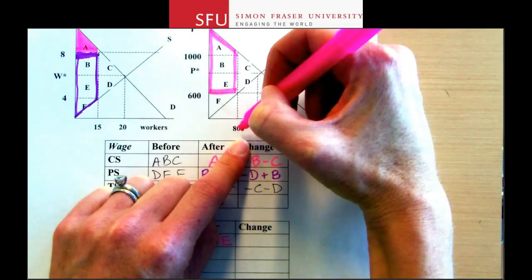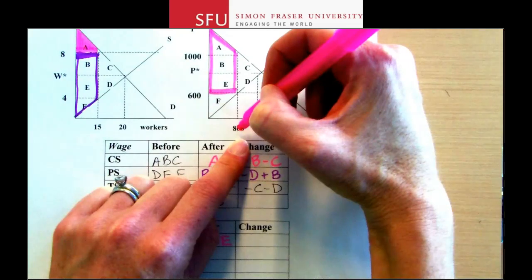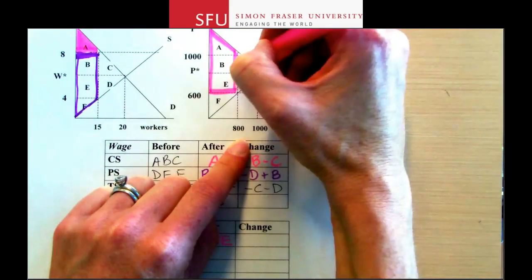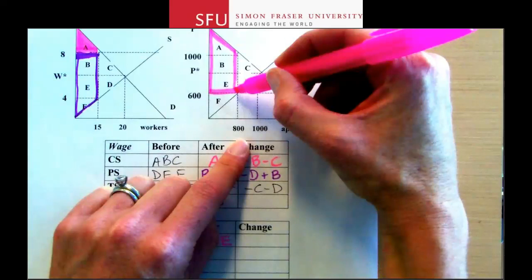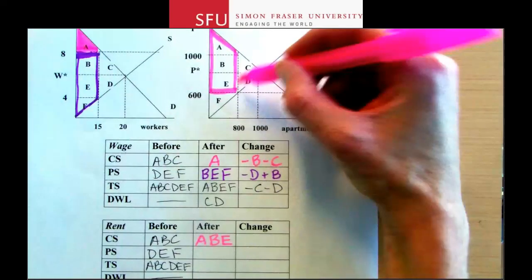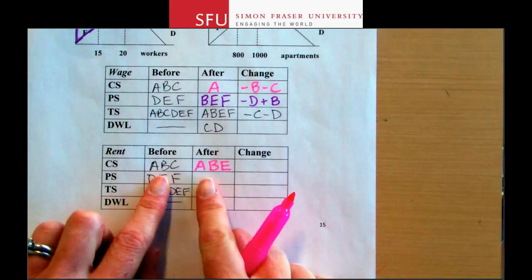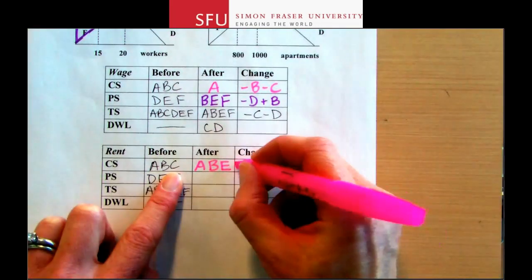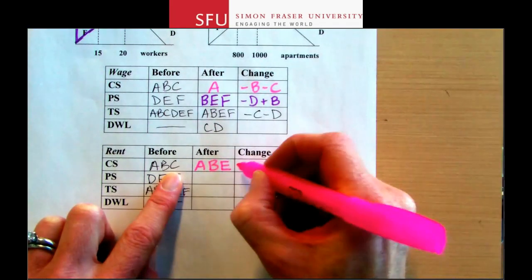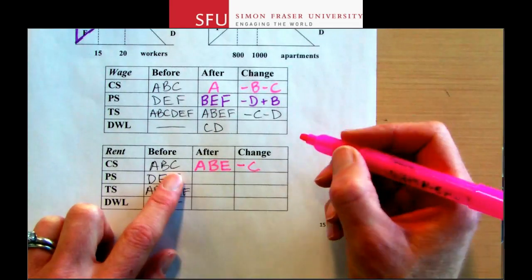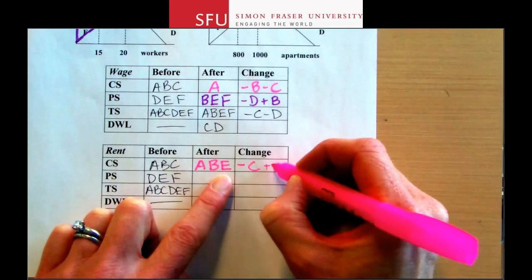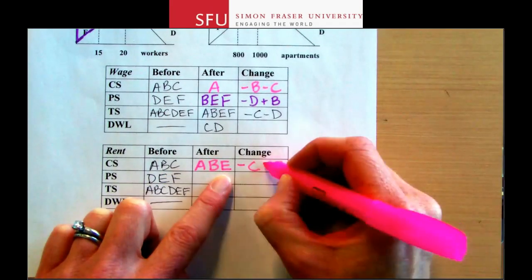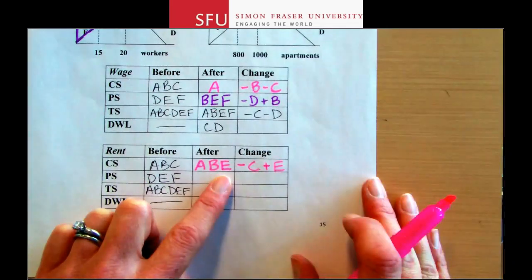But the 800 families who have a place to rent are better off because rather than paying P star, they're paying only $600. So the cost has gone down for them. And so their surplus has increased by the Area E. Okay, so compared to before, they have lost the Area C, so minus C. So that's the people who can't find a place because of the shortage, but they have gained Area E, and that's the people who do find a place and are able to pay a lower rent than before.